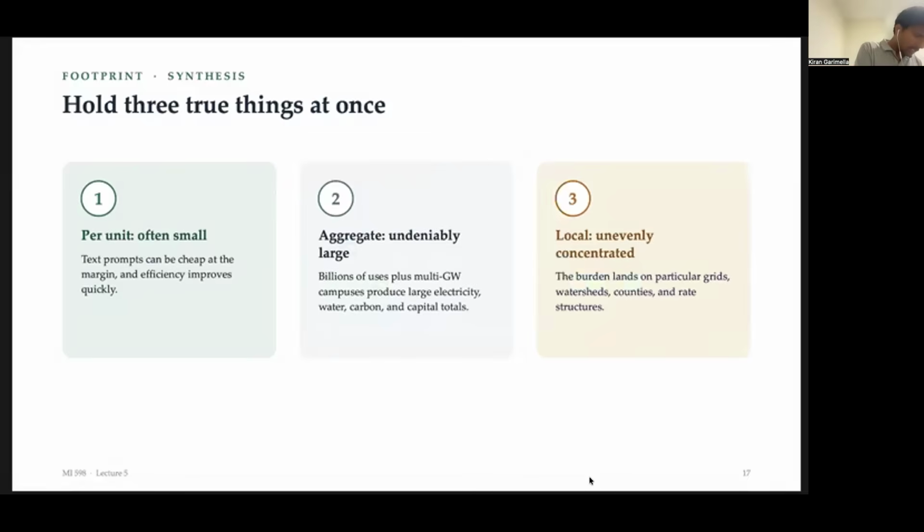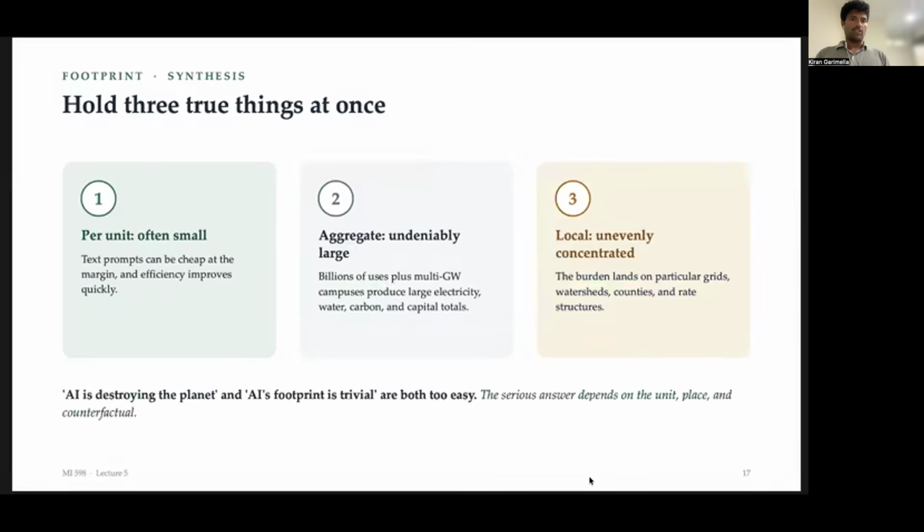And then the other is this sort of local concentration. A lot of these effects, electricity, water, carbon footprint, all of these, the answer to whether this is good or bad depends on where they are being deployed, right? A lot of these fall on specific communities, where there are differences in watersheds or rate structures and existing grid and infrastructure and so on.